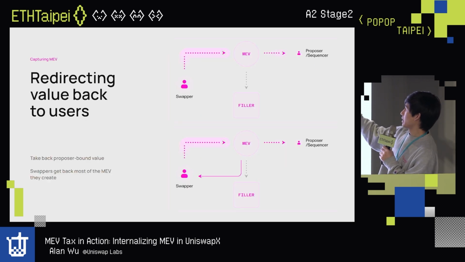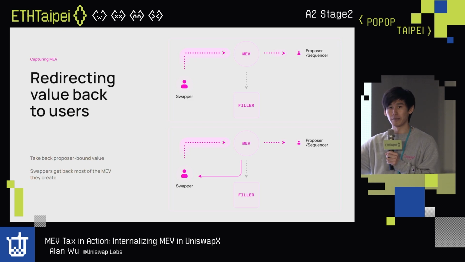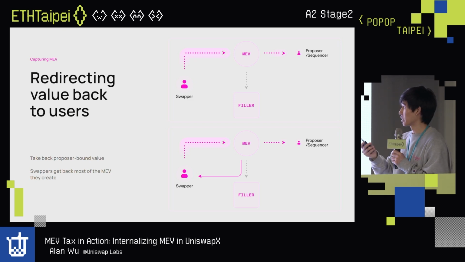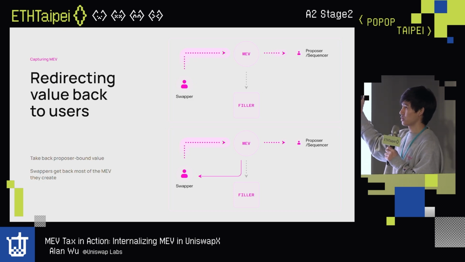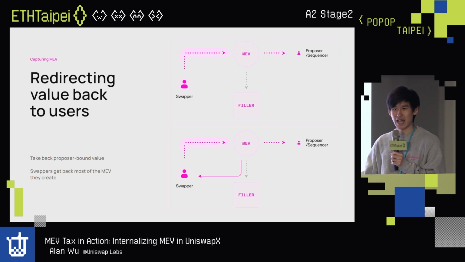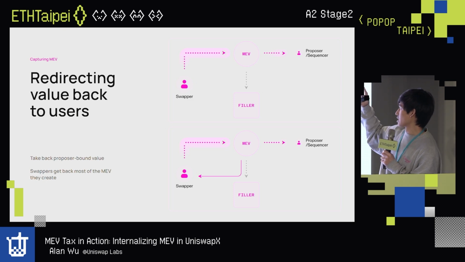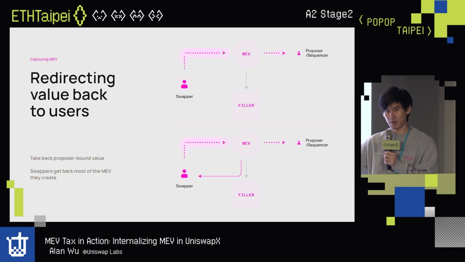If we look at the picture at the top, this is a world with no MEV tax. So the swapper makes a trade with a certain amount of MEV. A filler is going to bid to take that trade, take a little bit of profit, and then all those priority fees they use to win that trade is going to go to the block proposer or sequencer. Now let's look at the bottom picture. This is a world where we have a MEV tax. What we can see is that the amount of value that's going to the proposer or sequencer is drastically reduced. And then we have that value redirected back to the swapper.